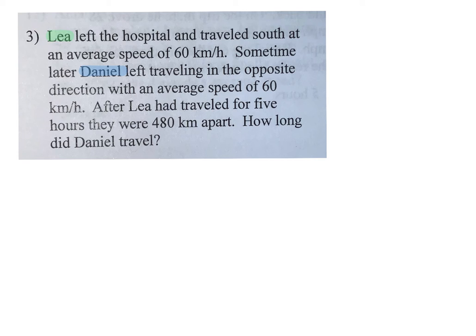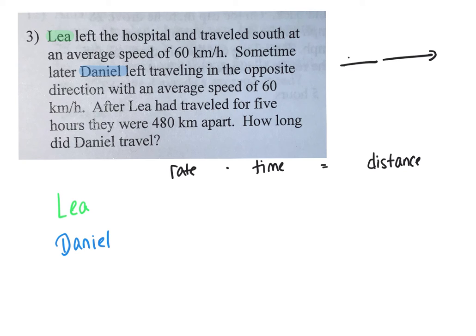All right, and so remember for these, we have our two people set up. And we have that rate times your time equals your distance. Because this is opposite direction travel, the total distance is going to be the two distances added up. All right, that is my opposite direction travel. And so then we just fill in what we have.